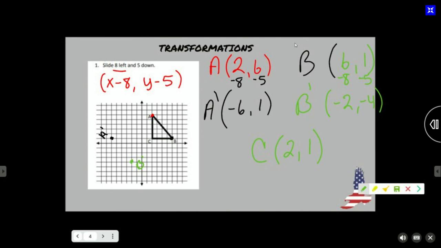Alright, what do I have to do to that 2? You gotta minus that. And to the 1? Remember, always first X, second Y. So what do I get for C prime? You got 6. It's -2. So left 6 and down 4.